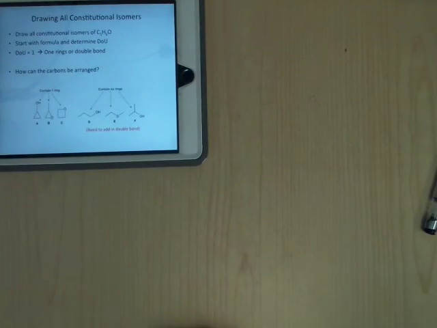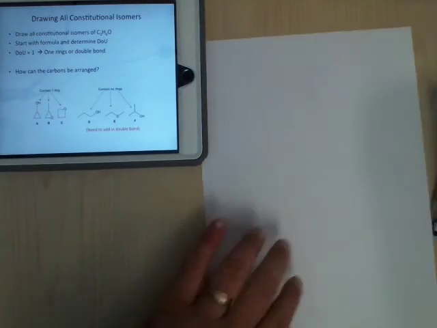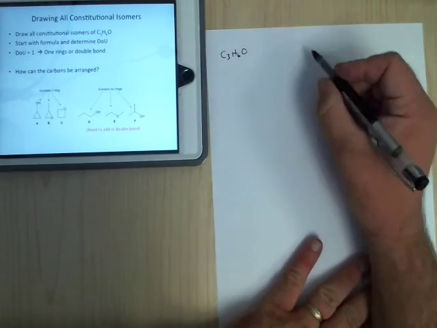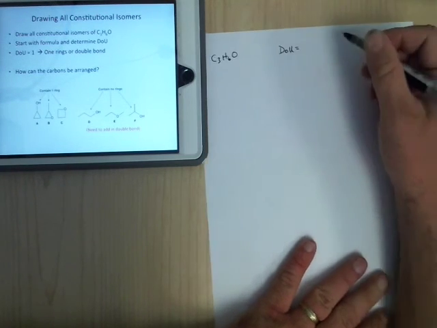Okay. Now for something like this. So here's another one. C3H6O. Again, we're calculating the DOU.